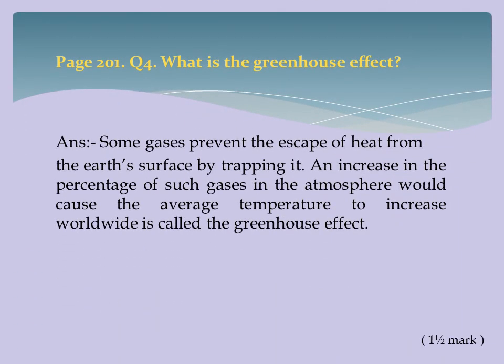Page number 201, question number 4. What is the greenhouse effect? Answer: some gases prevent the escape of heat from the Earth's surface by trapping it. An increase in the percentage of such gases in the atmosphere would cause the average temperature to increase worldwide, which is called the greenhouse effect.